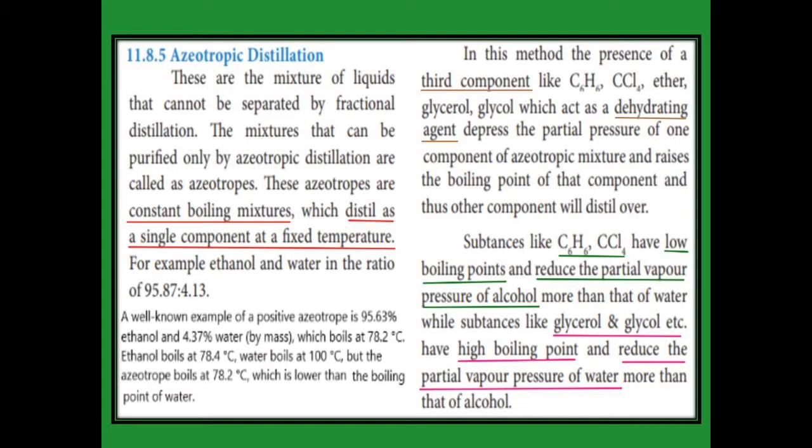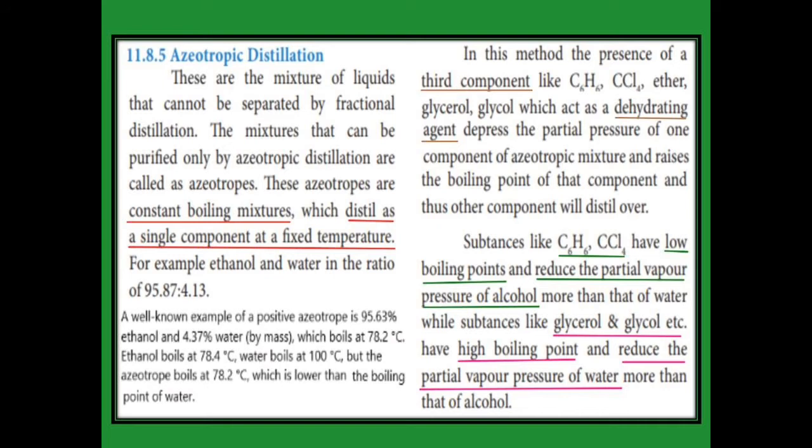Both are present in the mixture. Even though both are present, they boil at a constant temperature, that is 78.2 degrees Celsius. So at this temperature, both components behave as a single component at this fixed temperature. Fixed temperature means 78.2 degrees Celsius. Both will distill over, but we need only one. So for that we have to add a third component.